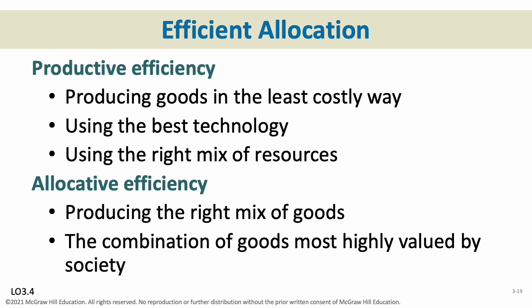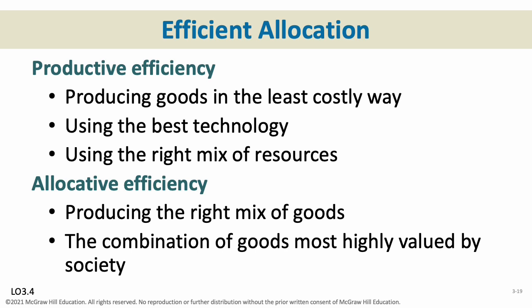You need productive efficiency to get the following: allocative efficiency. And allocative efficiency is producing the right mix of goods and services. Whatever is demanded by the economy, whatever is needed by the individuals who live in whatever country or region we're looking at, that is allocative efficiency, making the goods and services that they demand. That is most highly valued by society.